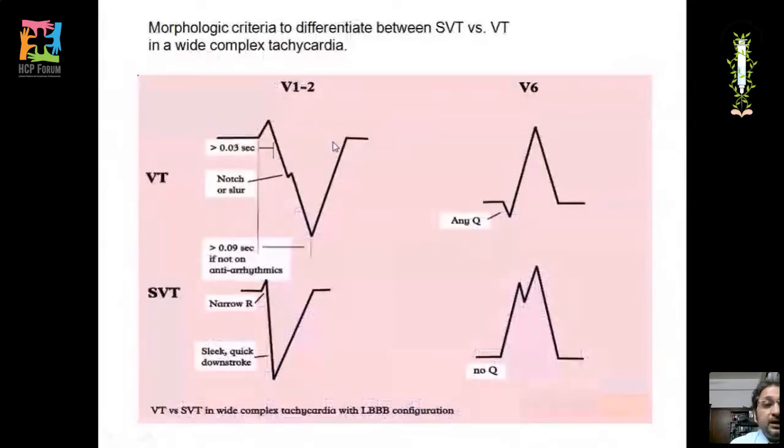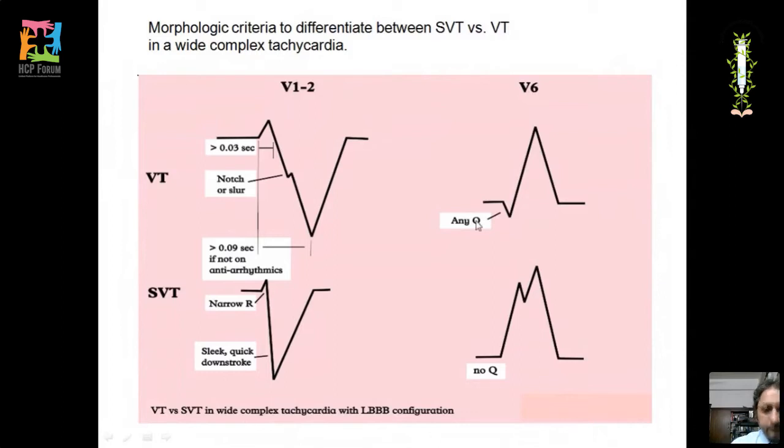Now, there are certain morphological differences also between the SVT and the VT in a wide complex tachycardia, which you should also see to differentiate. Because when you see in V1 and V2, in ventricular tachycardia, this R wave will be much broader than in SVT, which is much narrower. In the downslope, there will be a notch or slur in case of ventricular tachycardia. In SVT, the downstroke will be sleek and quick.